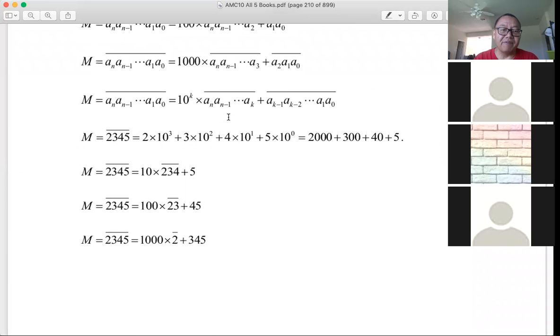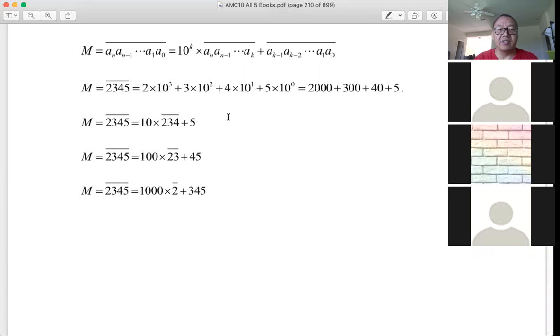Okay, now let's see first how we represent a number. Suppose we have a number m, that's 2,345. We can represent this number as 2 times 10 power 3, right? Plus 3 times 10 power 2, plus 4 times 10 power 1, then plus 5 times 10 power 0. So actually you can write it like 2,000 plus 300 plus 40 plus 5, right?